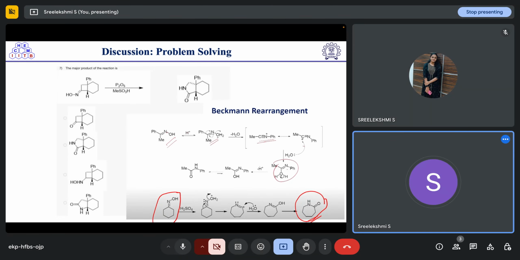First protonation, then this OH2 will be leaving as a water molecule, so this bond will migrate over here to form this carbocation, and to that this water molecule is attacking to form this enolic form, which is tautomerized into this amide, and this reaction is known as Beckmann rearrangement.